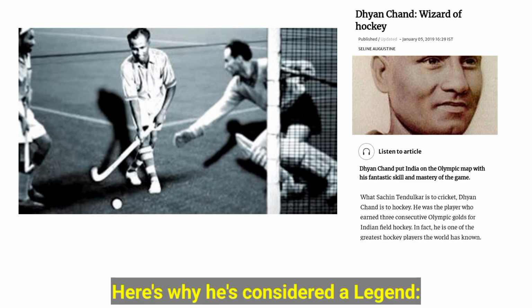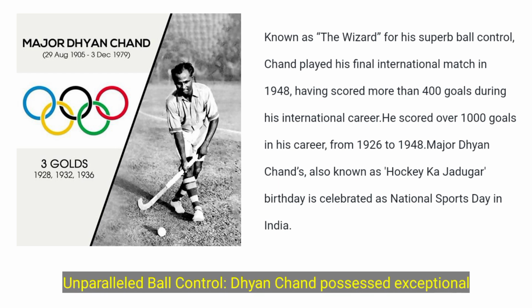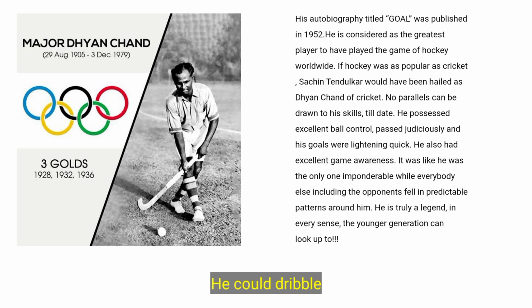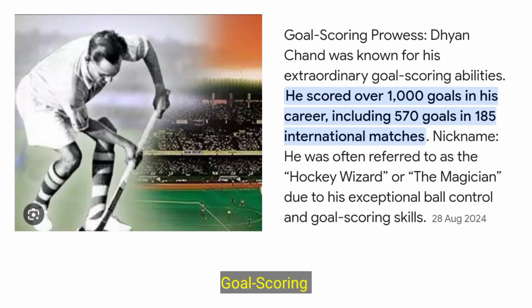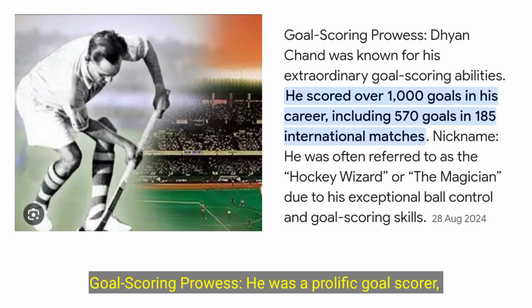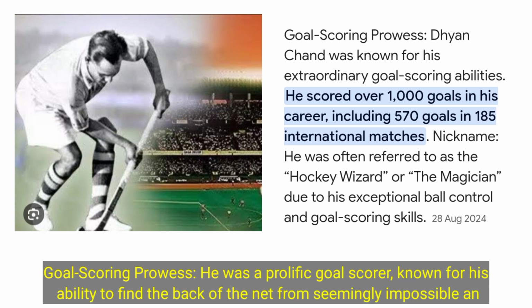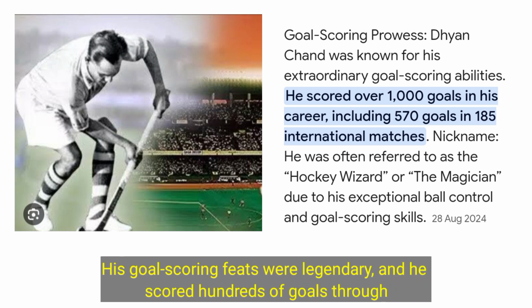Here's why he's considered a legend. Unparalleled ball control. Dhyan Chand possessed exceptional ball control, making it seem as if the ball was glued to his stick. He could dribble with incredible speed and agility, leaving opponents mesmerized. Goal-scoring prowess. He was a prolific goal scorer, known for his ability to find the back of the net from seemingly impossible angles. His goal-scoring feats were legendary, and he scored hundreds of goals throughout his career.